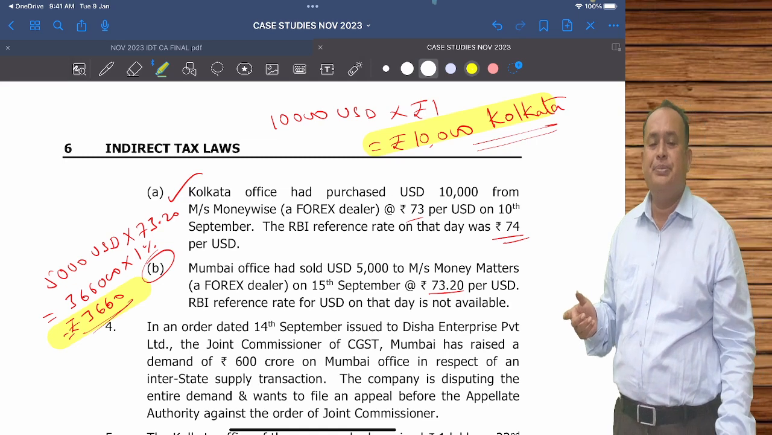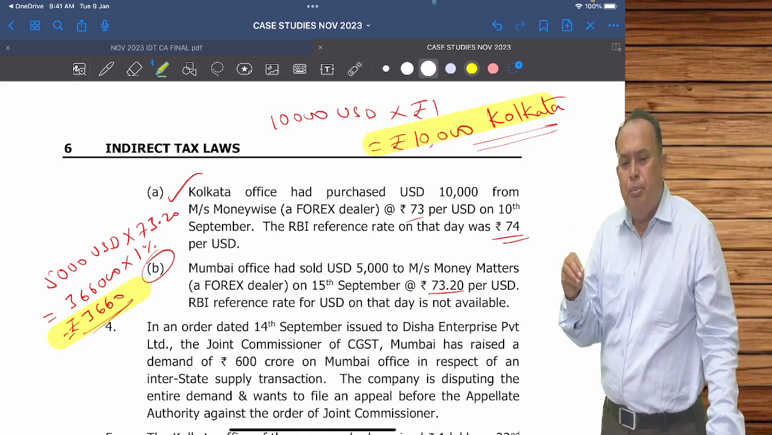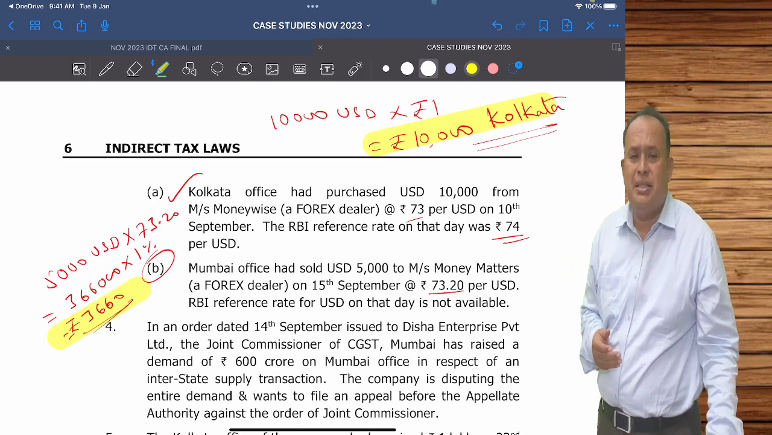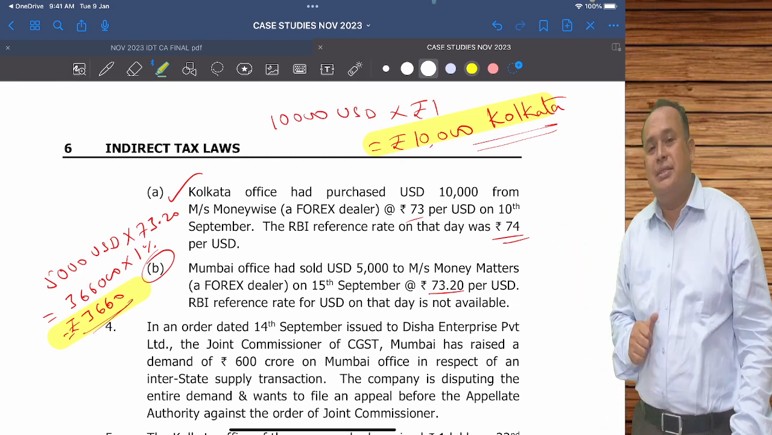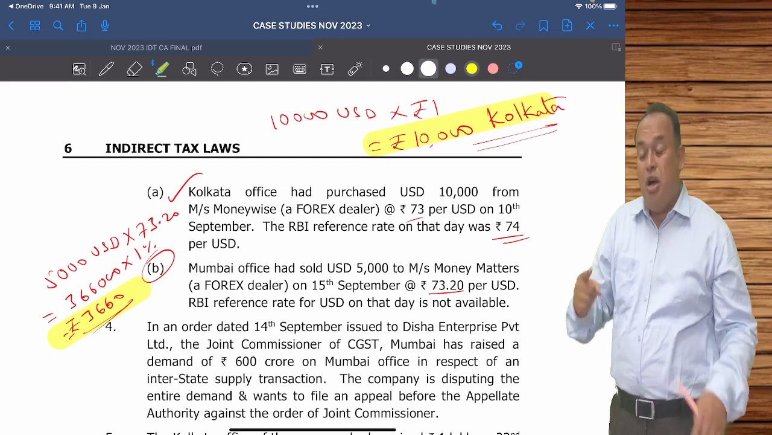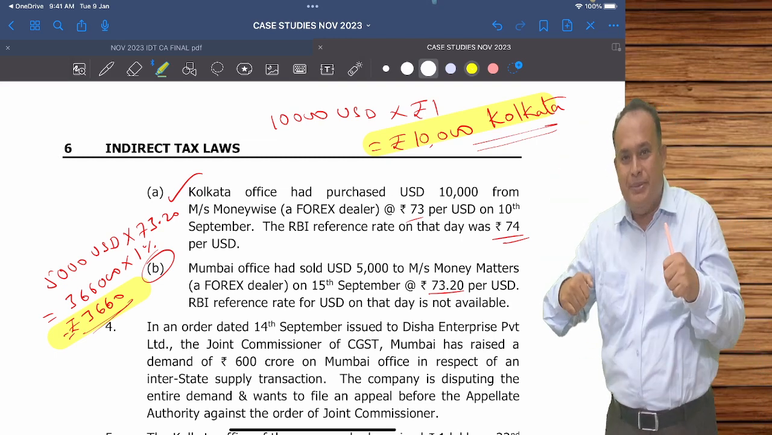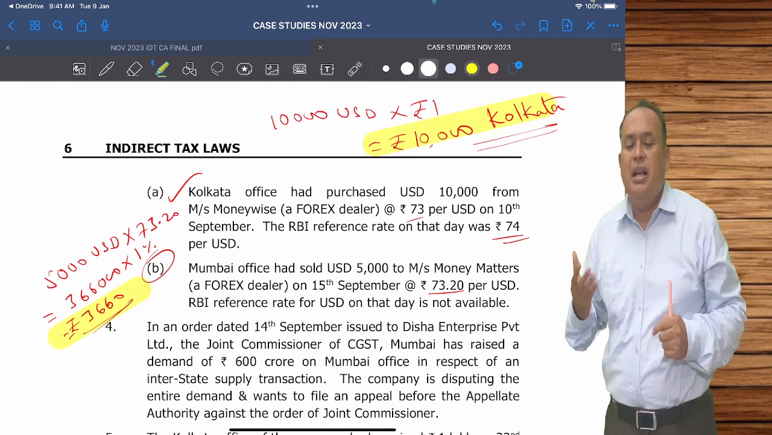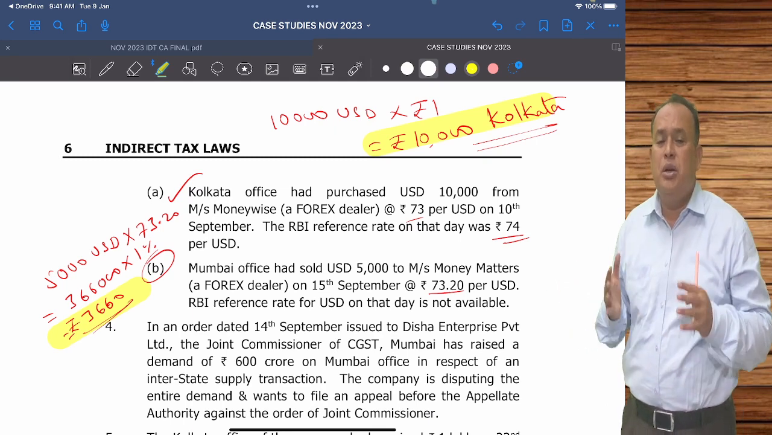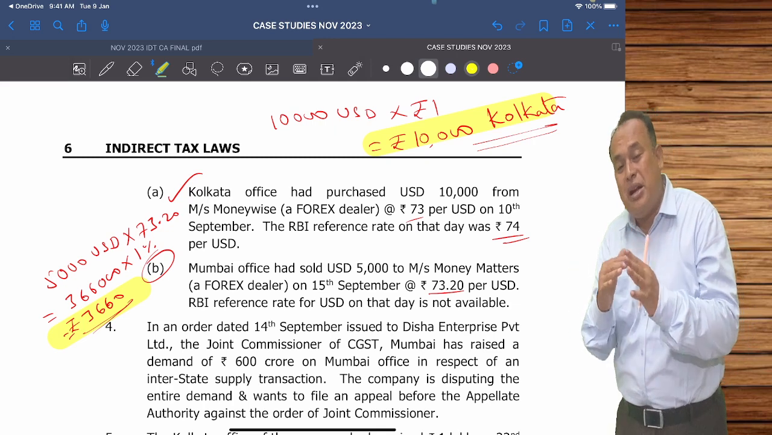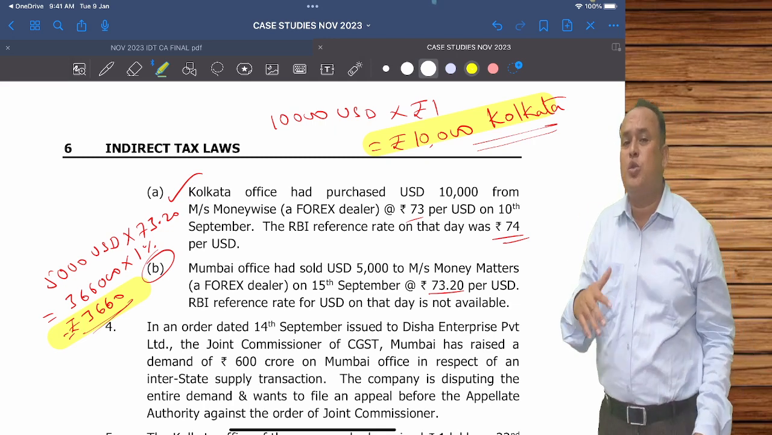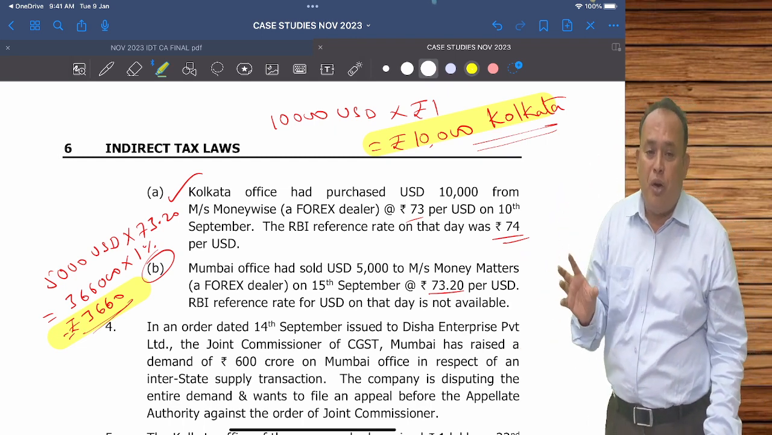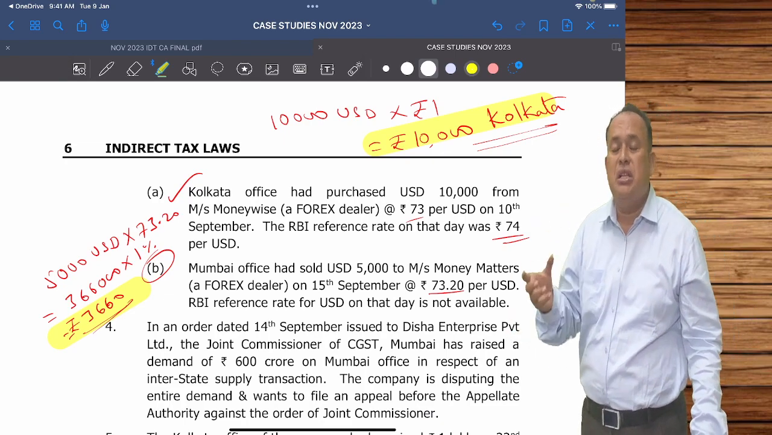As simple as this. One doubt may arise, sir: the buyer here, the person who dealt with Money Masters, they are forex dealers. Are they authorized dealers? If the money exchange services are between two authorized money exchangers, it is exempted. But here, the problem does not specify that Money Masters is a forex dealer authorized by the Reserve Bank of India. Therefore, I am not going to bring the exemption scope here, resulting in the value of taxable supply in the case of money exchanges of Kolkata office 10,000 and Mumbai office 3,660.